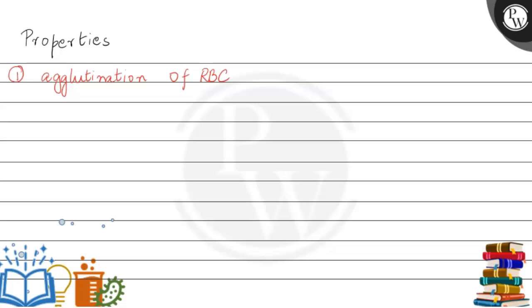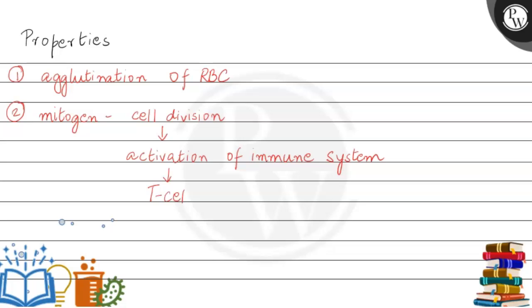Second, concanavalin A is a type of mitogen, which means that it induces cell division. So therefore, it plays a very important role in the activation of the immune system. So concanavalin A activates the immune system by acting as a mitogen, and it will cause the proliferation of the T cells. So since it is a mitogen, it will cause excessive division of T cells, which will help in the activation of the immune system. So this is the second property of concanavalin A.